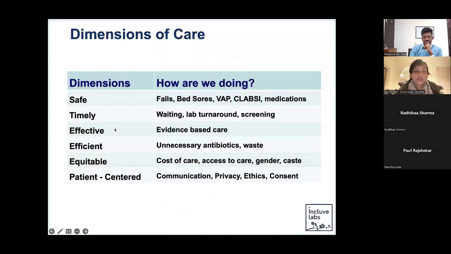So there are many ways to think about quality. These are usually the dimensions of quality. I won't walk through them one by one. You can think about various examples under each of these: safety, timeliness, effectiveness, efficiency, equity, and patient-centeredness. A lot of the word cloud also covered many of these dimensions. So there are many, many, many opportunities for us to improve care, right? Show me a facility where all of this is happening perfectly fine.